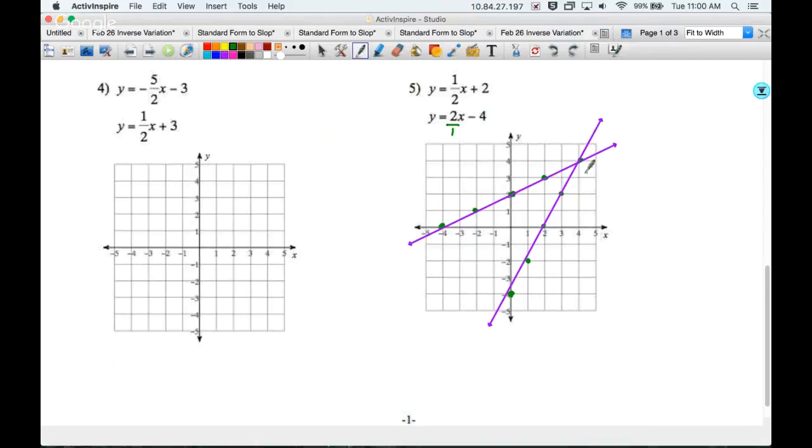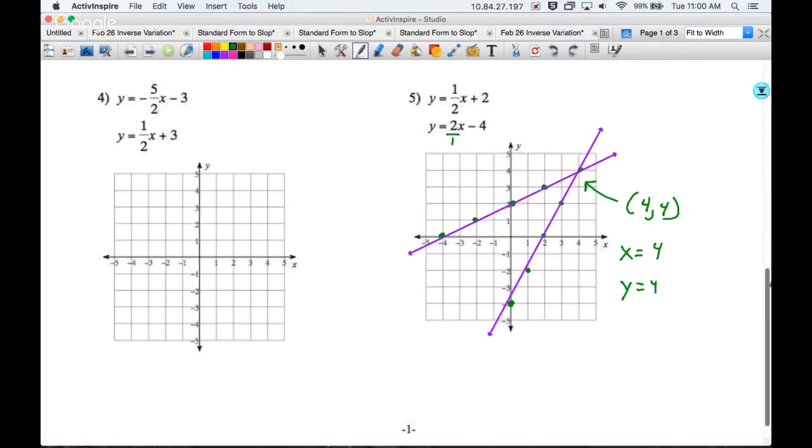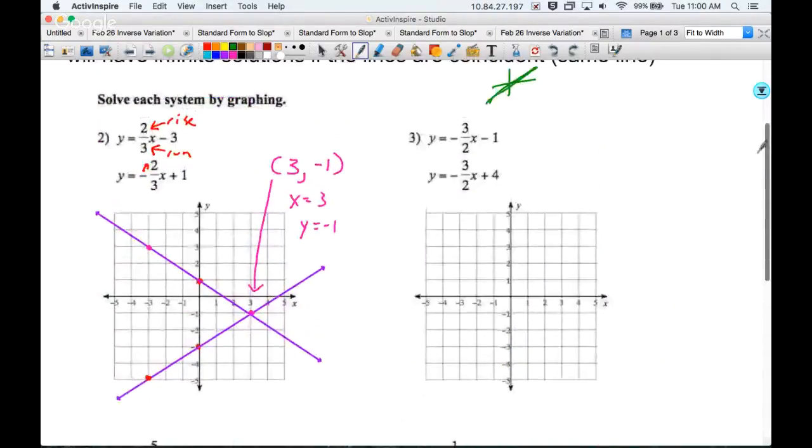We need to name this point right here. That is the ordered pair 4, 4. Emphasize our answers are x equals 4, y equals 4. This is the only combination of an x and a y that will make both of these equations true at the same time. Let's look at number 3.